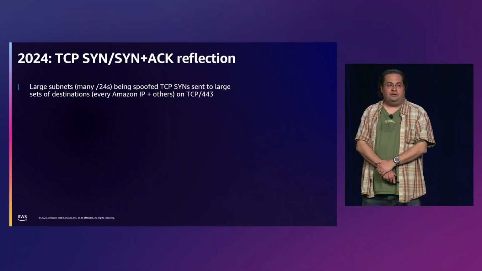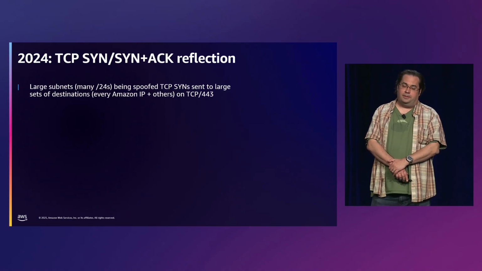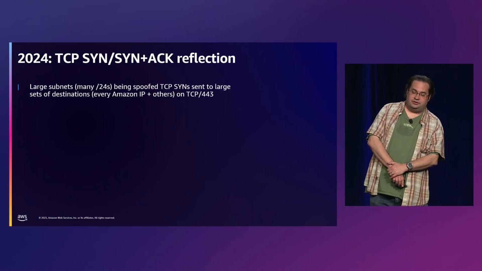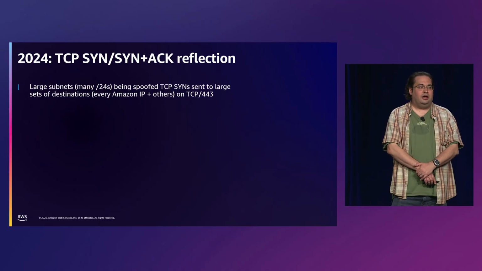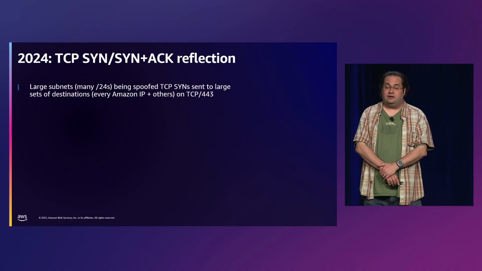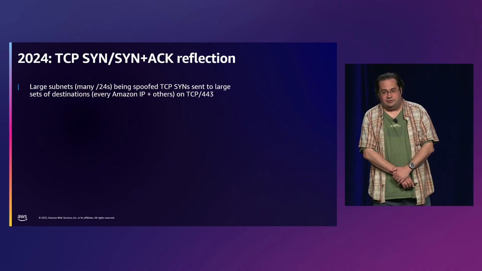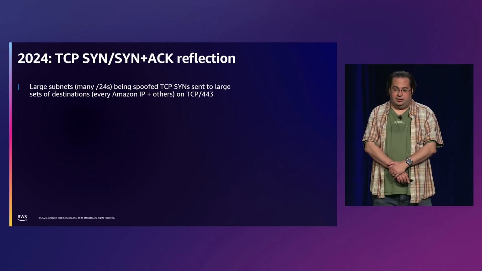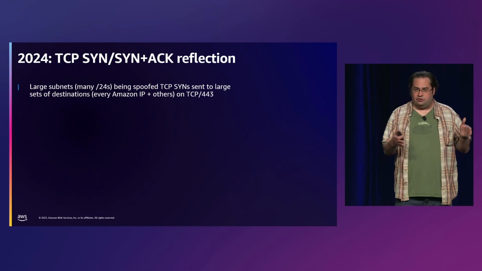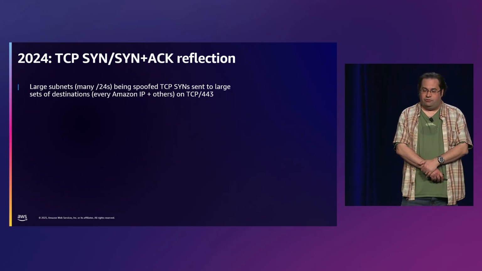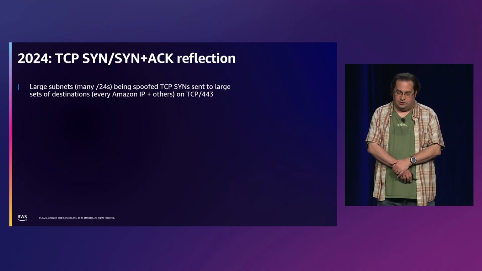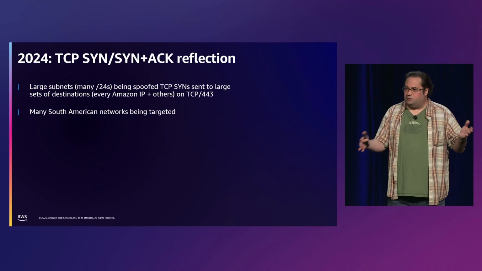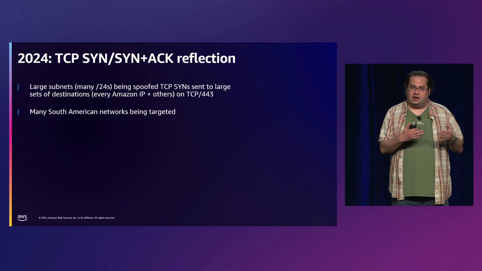So I'll walk through one particular scenario that happened in mid-2024. This is an interesting case of SYN and SYN-ACK reflection. Back in summer 2024, we saw a large set of source IPs transmitting a fair amount of TCP SYNs to every Amazon IP for many hours at a time. It was multiple /24s together, which is kind of unique, and it was on ports 80 and 443, because usually if there's a web server, those ports would answer if you sent a packet there. What was unique about some of the sources being spoofed is they were all South American ISPs.